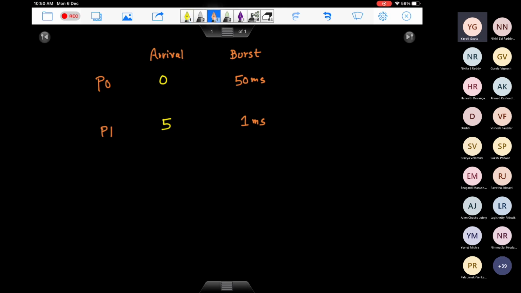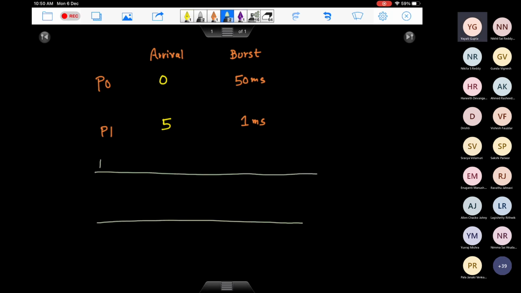So what will happen in shortest job first? Anyone? Which process will execute at time 0? P0 will be executed as its arrival time is less, because we only have P0 till now. And let's say P0 is executing and it executes for 5 milliseconds. So after 5 milliseconds, P0 still has to execute for 45 milliseconds before completion.